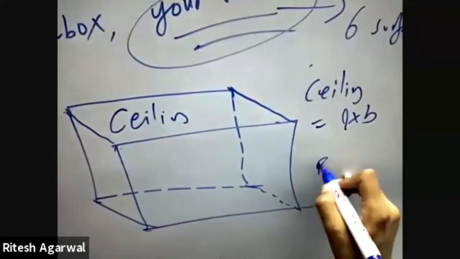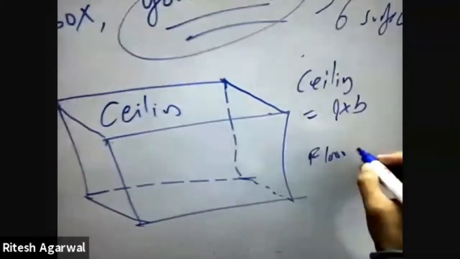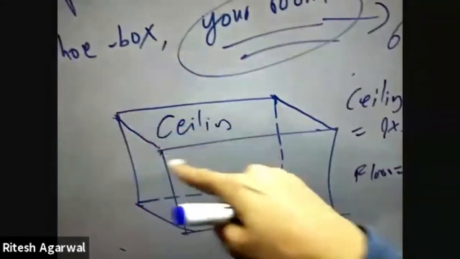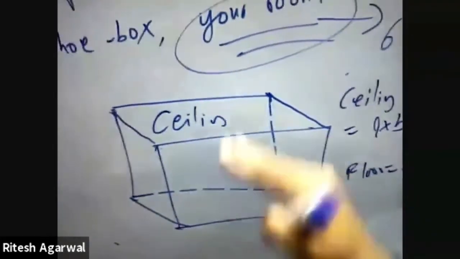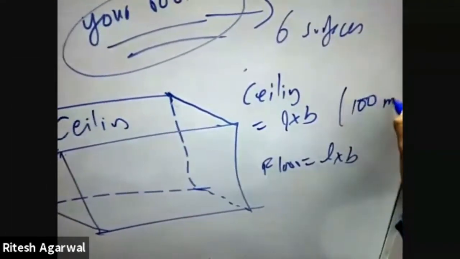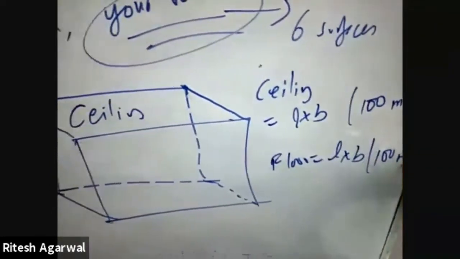Similarly, the area of the floor, which is diametrically opposite to the ceiling, will have the same area, length into breadth. Surfaces which are diametrically opposite will have equal area. If the ceiling has an area of 100 square meter, then the area of the floor will also be 100 square meter.